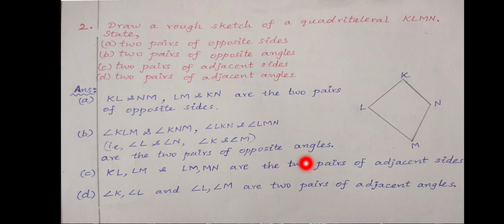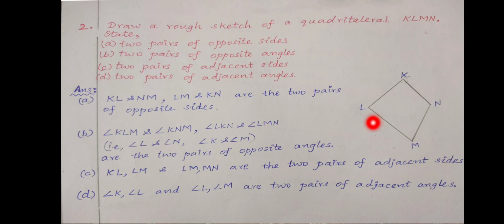What about adjacent sides? The two sides which share one common vertex are called adjacent sides. See, KL and LM have a common meeting point L, so they are adjacent sides. LM and MN have one common vertex M, so LM and MN are adjacent sides. So KL, LM and LM, MN are the two pairs of adjacent sides.